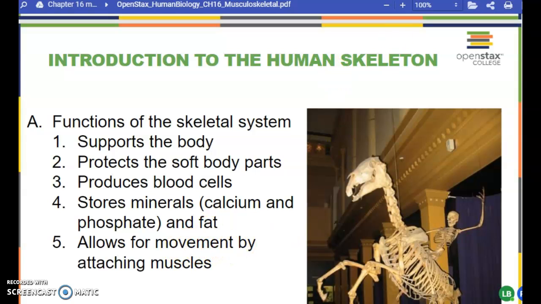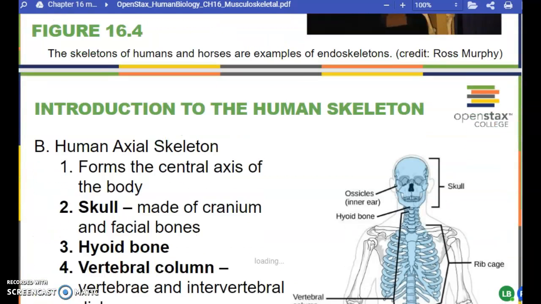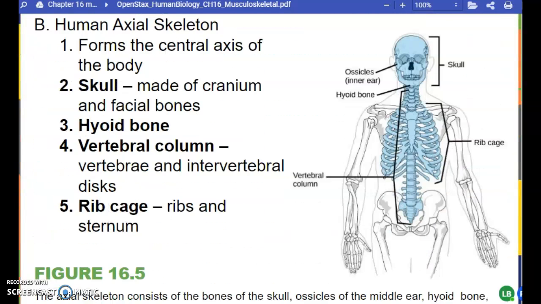And we know that the skeletal system is responsible for movement, right? So not just protection, but also movement of our limbs. We break the skeletal system down into two main parts. The first is the axial skeleton. And I always remember axial because it's the central axis, right?